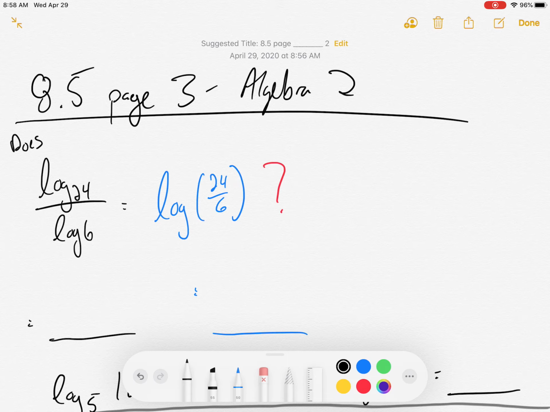To begin, we're just going to see if these two statements are equivalent. Is log of 24 divided by log of 6 equal to log of 24 over 6? Essentially, what they did is pull this out and leave the log out front. Well, let's figure out if they're the same.